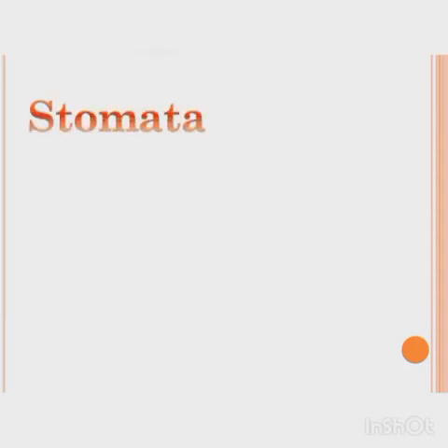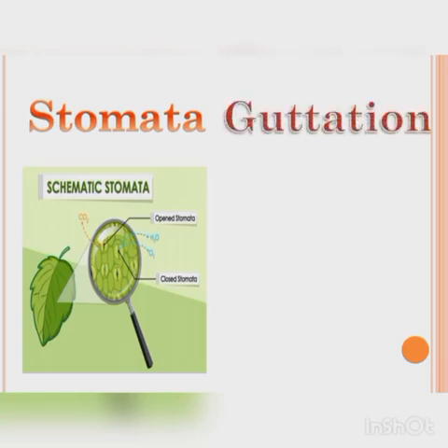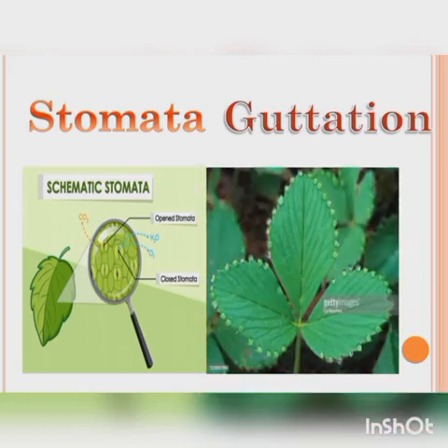Now, what are stomata? Stomata are actually the pores that are present at the lower side of the leaf, and during daytime they remain open and during the night they become closed. Second, what is guttation? Guttation is actually the process in which water is removed from the edges of the leaves because some special pores are present through which the water can be removed.